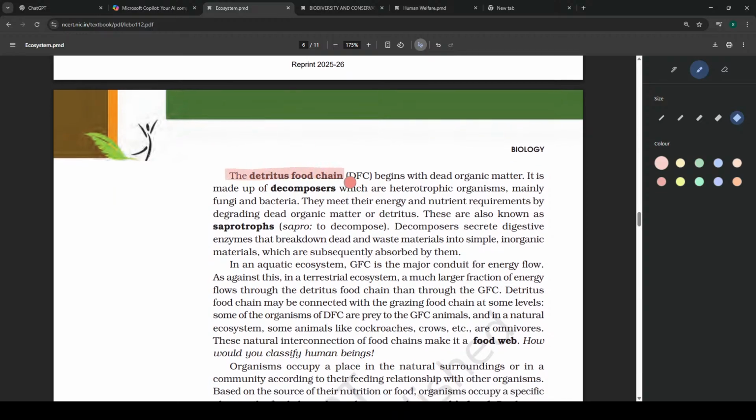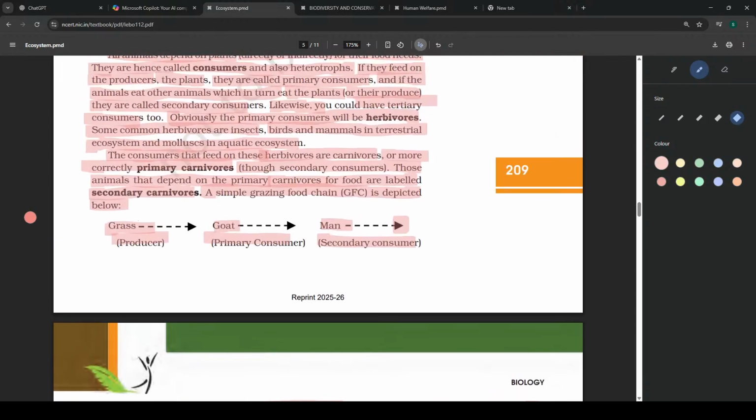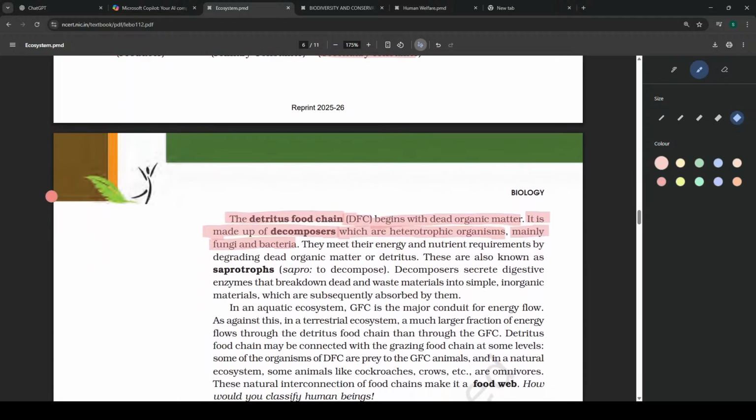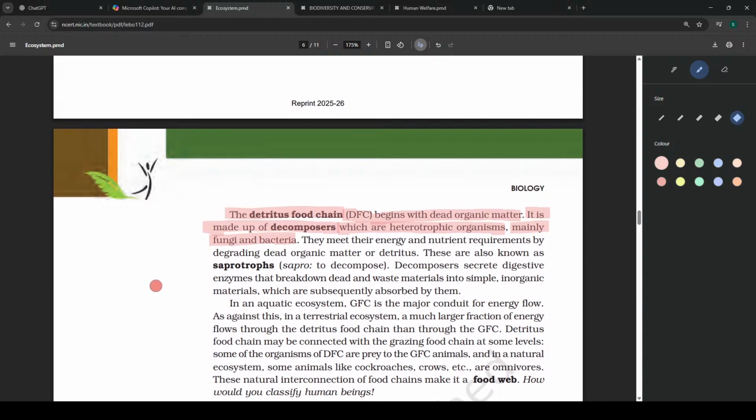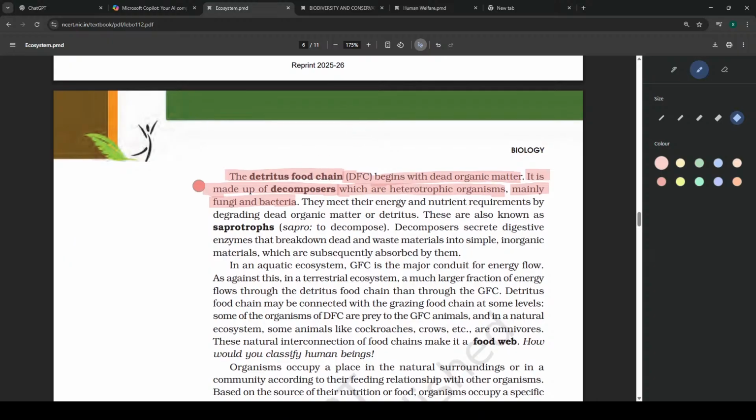The detritus food chain, DFC, begins with dead organic matter. It is made up of decomposers, which are heterotrophic organisms, mainly fungi and bacteria. Okay, that is the grazing food chain. Mainly, we will see two types of food chain in our chapter. The grazing food chain, which is very common and everybody knows. Next is the detritus food chain, although very common in nature, slightly uncommon or not specifically introduced, but we will see it here in our 12th class.